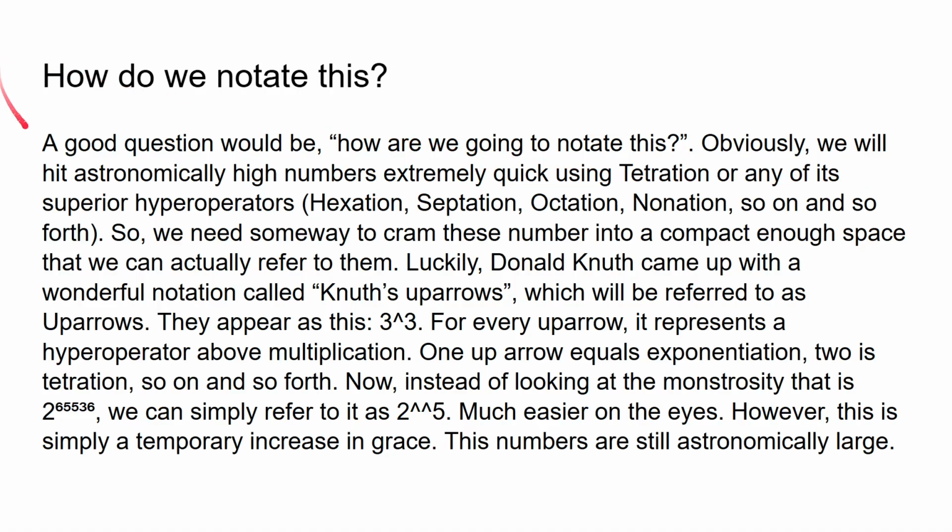And if it were not for the googologists of the past, we would not be able to do any of this. So hexation is superior to tetration, septation is superior to hexation, octation is superior to septation, nonation is superior to octation, decation, and it goes on in the prefix set that I've listed before. So we need to cram these astronomically long numbers, so large that they completely dwarf the amount of atoms in the universe.